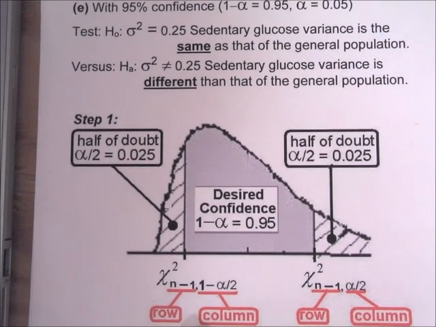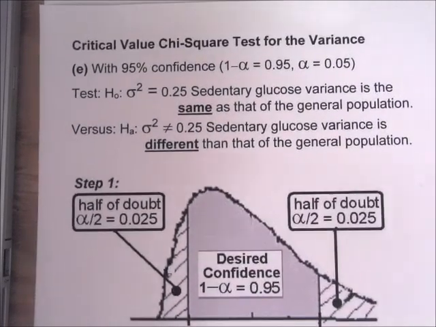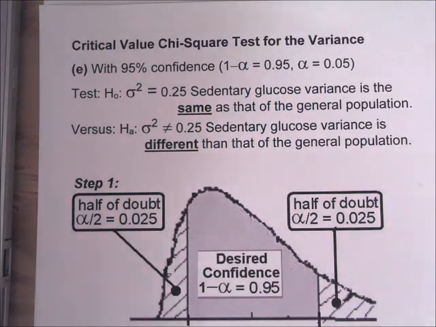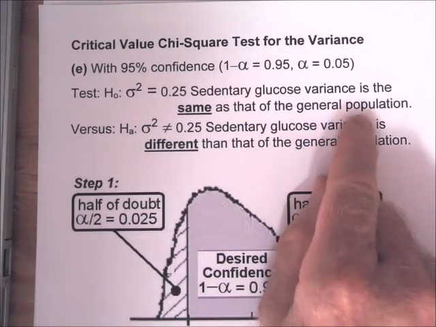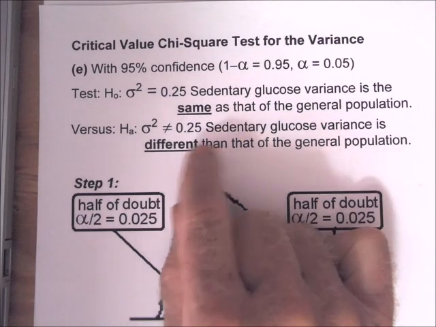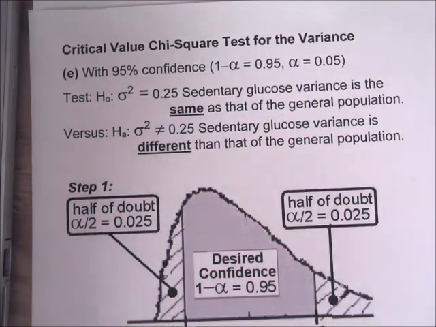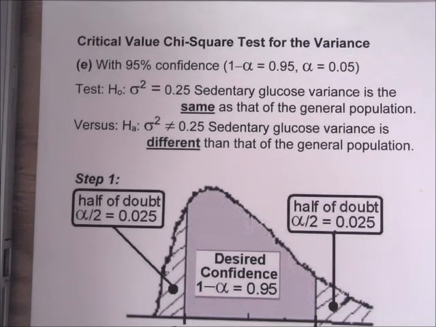Okay, so we can also test the variance, and we'll set the same level of confidence, 1 minus alpha equal 0.95. Test H0, sigma squared equal 0.25: sedentary glucose variance is the same as that of the general population, versus the alternative, sigma squared not equal to 0.25: sedentary glucose variance is different than that of the general population.